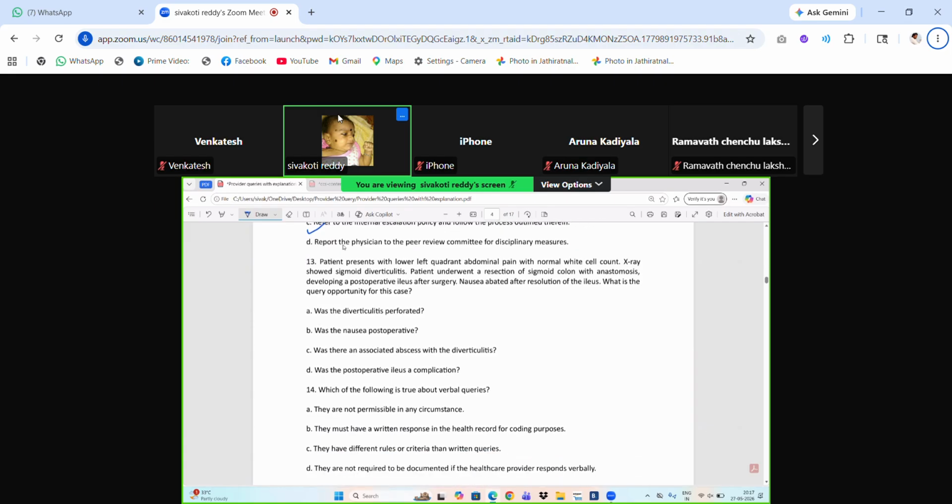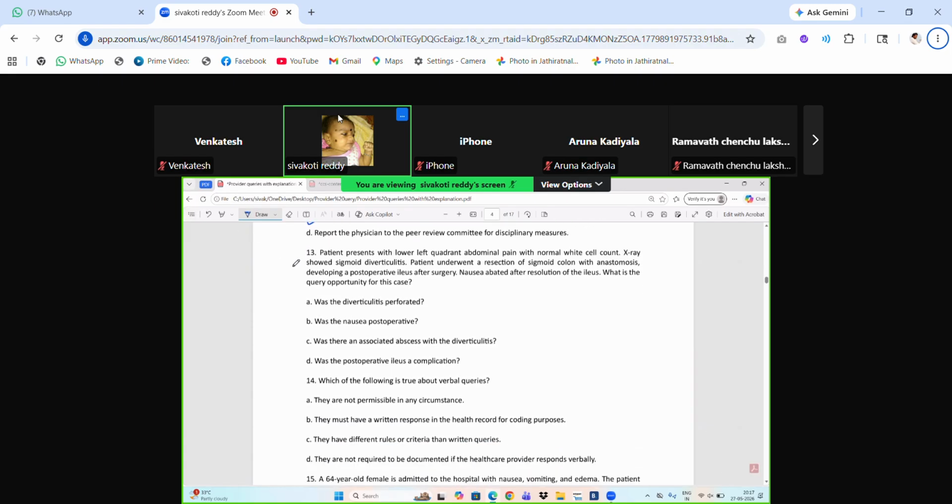Thirteenth one. Here, after the surgery, the patient develops a post-operative ileus. The NASA is opted for after resolution of the ileus. What is the query opportunity here? Option D. It was a post-operative complication or not, we need to check. Due to the surgery developed or not, we need to check.